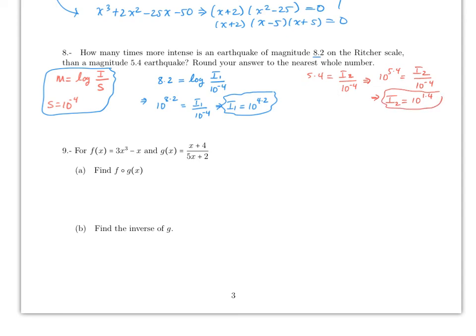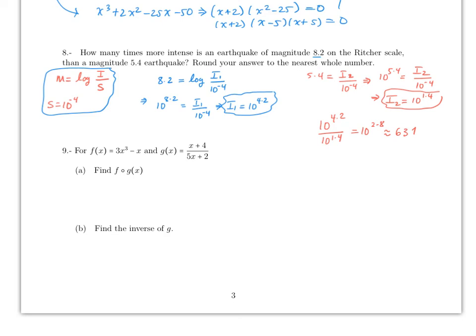So now the question is, how much bigger was this one than this one? To do that, you just divide. So you want to have 10 to the 4.2 divided by 10 to the 1.4, and this equals 10 to the 2.8, which is around 631. Therefore, the 8.2 magnitude earthquake was 630 times more intense than a 5.4.